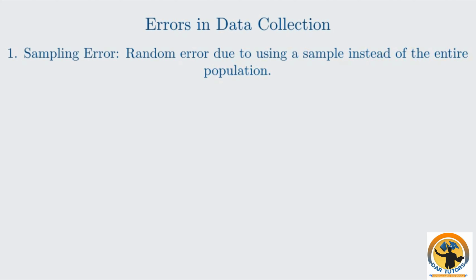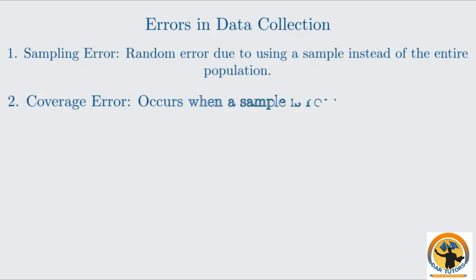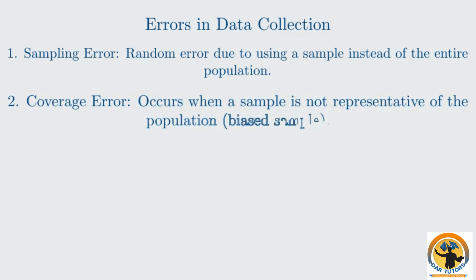The second type is coverage error. This happens when the sample does not accurately reflect the population. In other words, certain subgroups of the population are underrepresented or overrepresented in the sample. A sample with coverage error is called a biased sample.